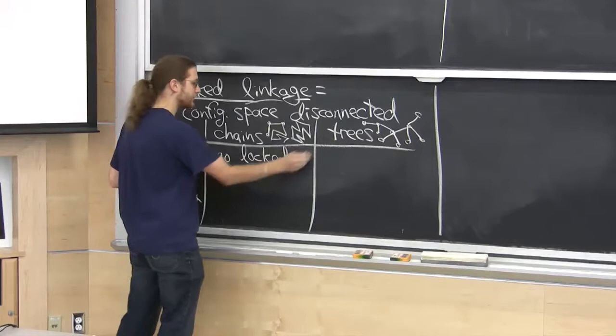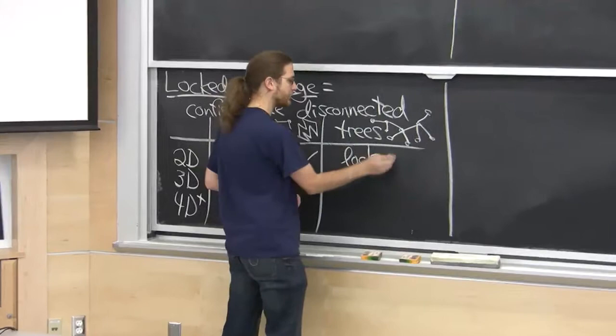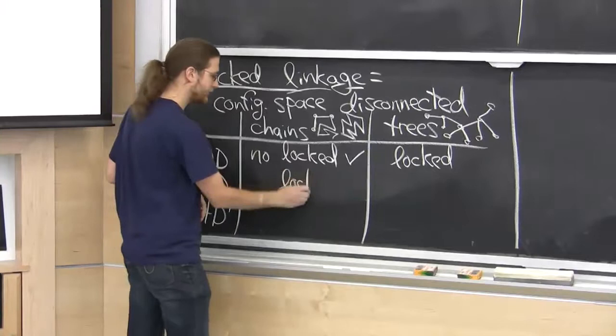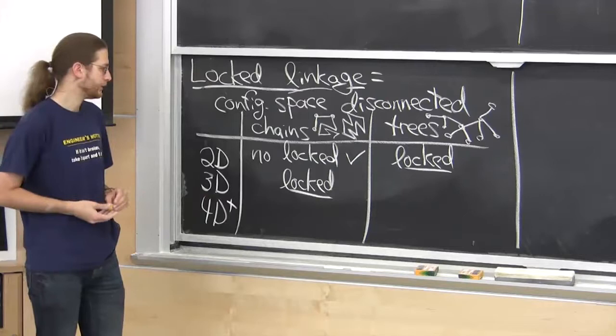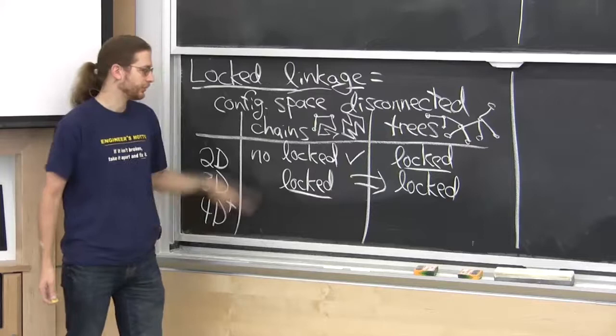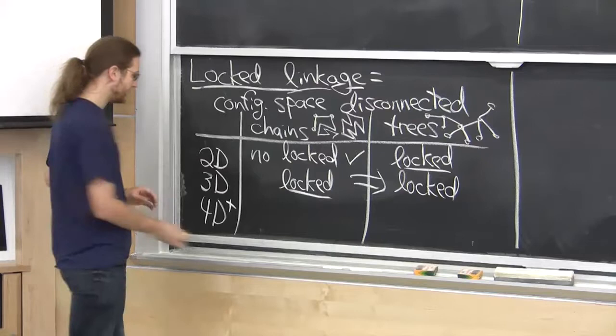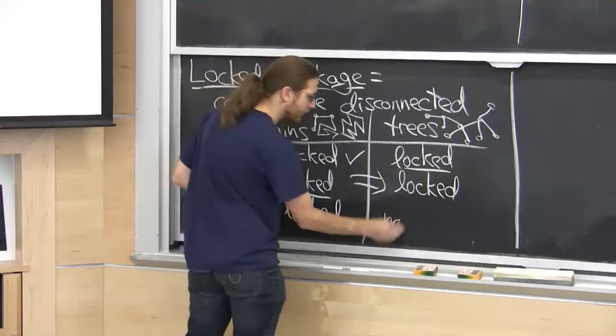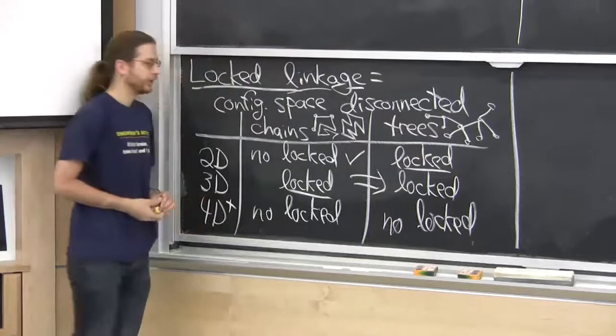But trees, there are locked trees in 2D. In 3D, there are locked chains. And these are two results that we will talk about in today's lecture. And that implies that there are locked trees, sort of obvious. Trees are more general than open chains. And because there's a locked open chain in 3D, there's also a locked tree. In 4D, though, it switches. So none of these things are locked. Of course, there are locked graphs in general. But if you look at trees or paths or cycles, none of them can lock. We won't have time to talk about that today, maybe another class.